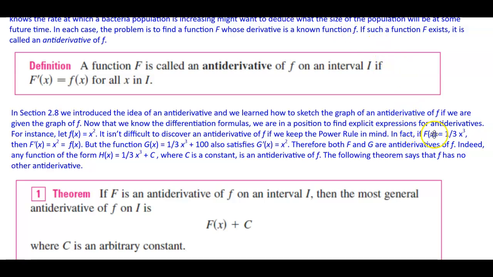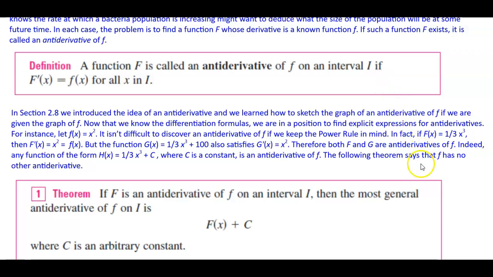In fact, if capital F of x is equal to 1/3 x cubed, then capital F prime of x is equal to x squared, which is the same thing as lowercase f of x. But the function capital G of x equal to 1/3 x cubed plus 100 also satisfies capital G prime of x equal to x squared. Therefore, both capital F and capital G are antiderivatives of lowercase f. Indeed, any function of the form h of x equal to 1/3 x cubed plus c, where c is a constant, is an antiderivative of lowercase f.